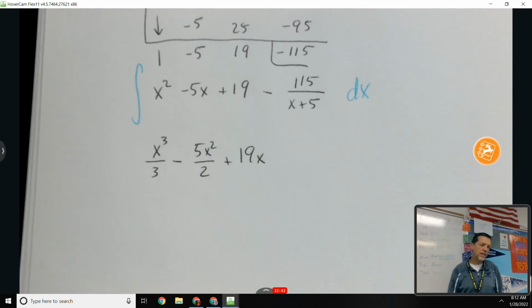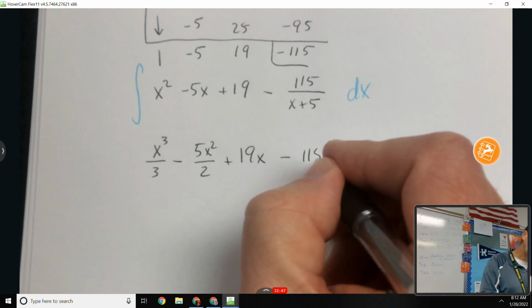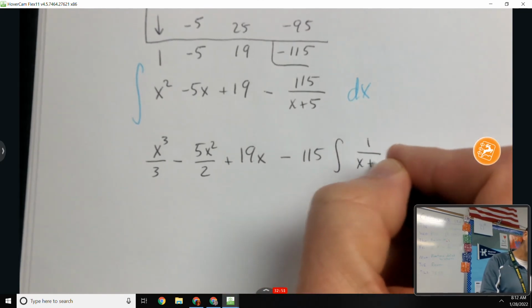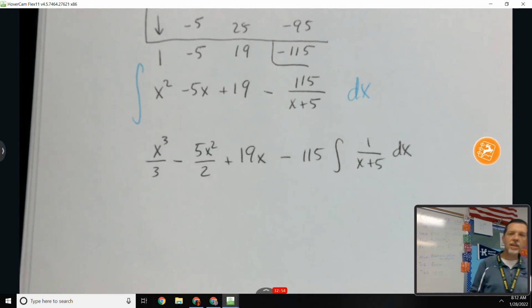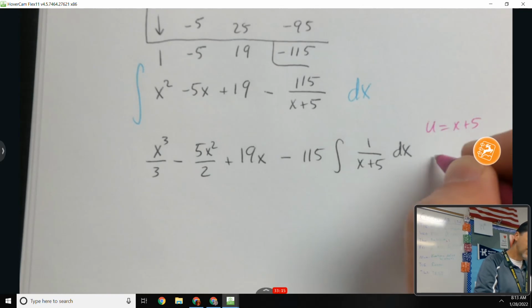Now, last part, maybe we should slow this down a little bit. I'm going to put the 115 out front, and make this 1 over x plus 5 dx. That way the 115 isn't messing with me. Can't you just use substitution for this? Yes, what do you want your u to be? Well, if it's x plus 5, you just get 1. Yep.